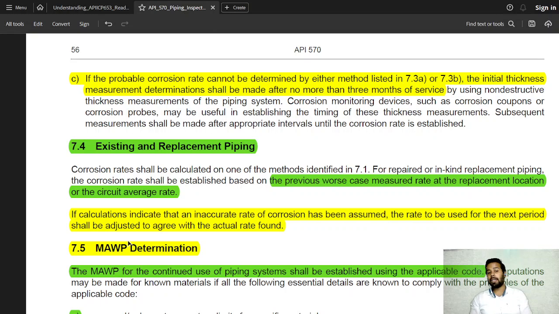Now, existing and replacement piping: the corrosion rate shall be calculated by one of the methods laid down before. For repaired or in-kind replacement piping, the corrosion rate shall be established based on the previous worst case measured at the replacement location or the circuit average. If the calculations indicate that an inaccurate rate of corrosion has been assumed, the rate to be used for the next inspection shall be adjusted to agree with the actual corrosion rate found.